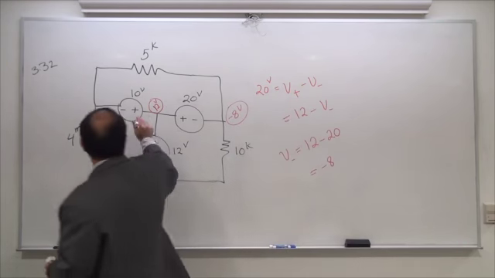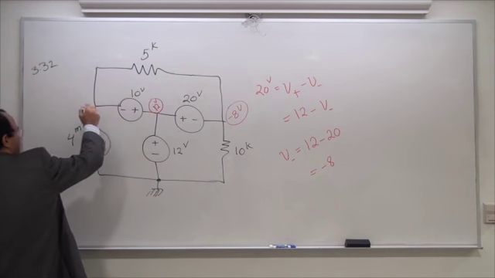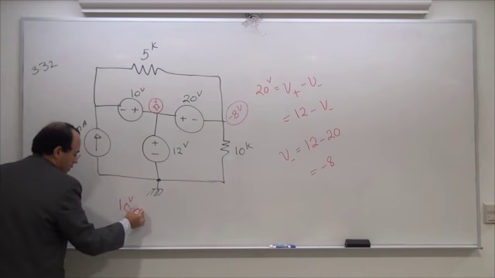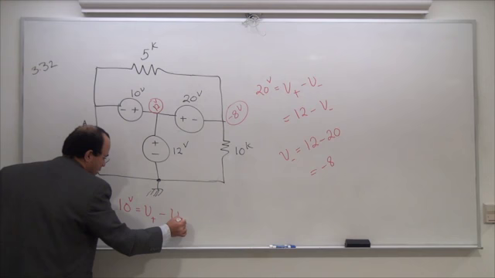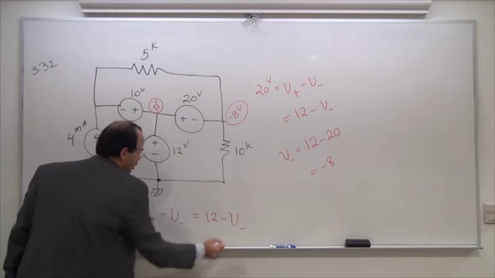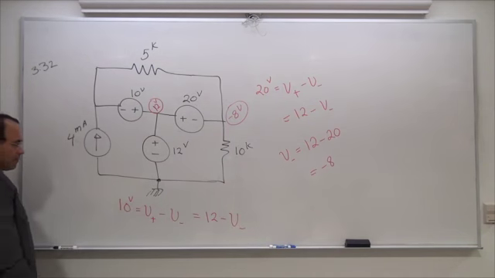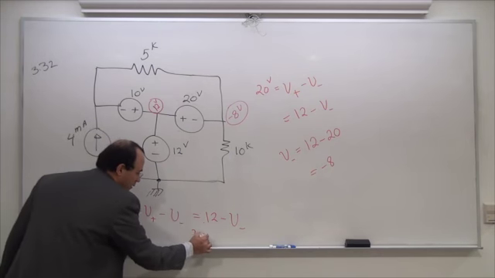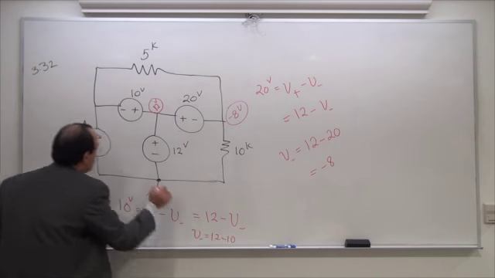How about this? You have 12 volts, you have 10 volts, and this one. 10 volt is equal to the plus side minus the minus side. The plus side is 12. The minus side, I don't know. So you take the minus side to one end and the constant to the next end. 12 minus 10, that's 2 volts.